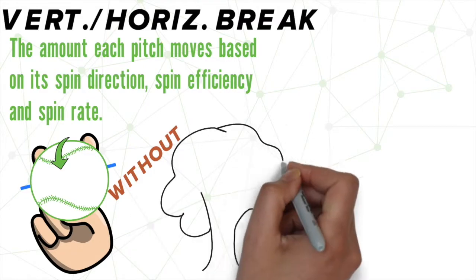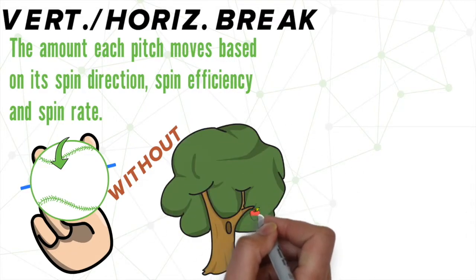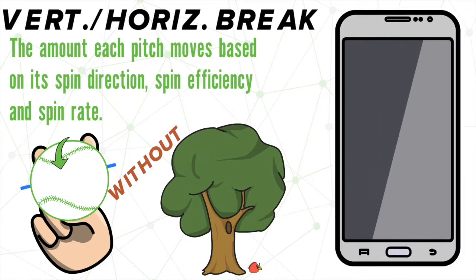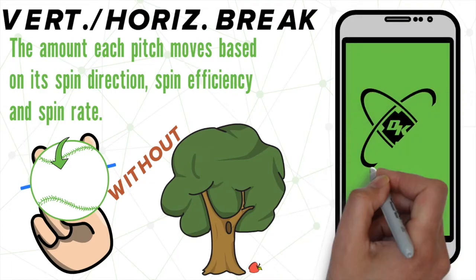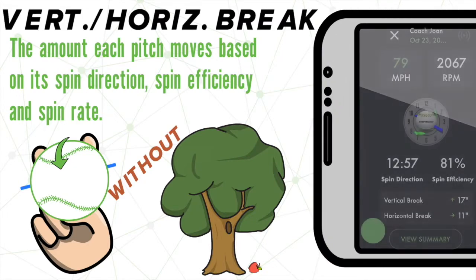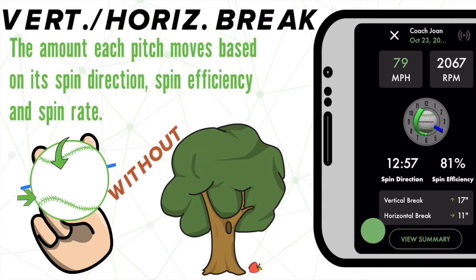It's important to note this, because that means we are not taking gravity into the equation here. That's why you'll see vertical break numbers that make it seem like a pitch is rising when it's really not. To better understand this, let's take a look at where you can find it in the DK Pitch Tracker app. Near the bottom of the screen, you can find vertical break and horizontal break here and here.